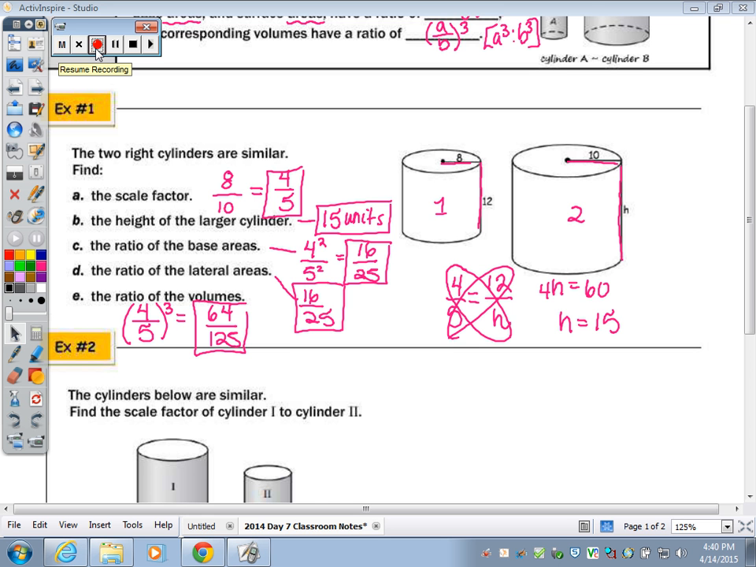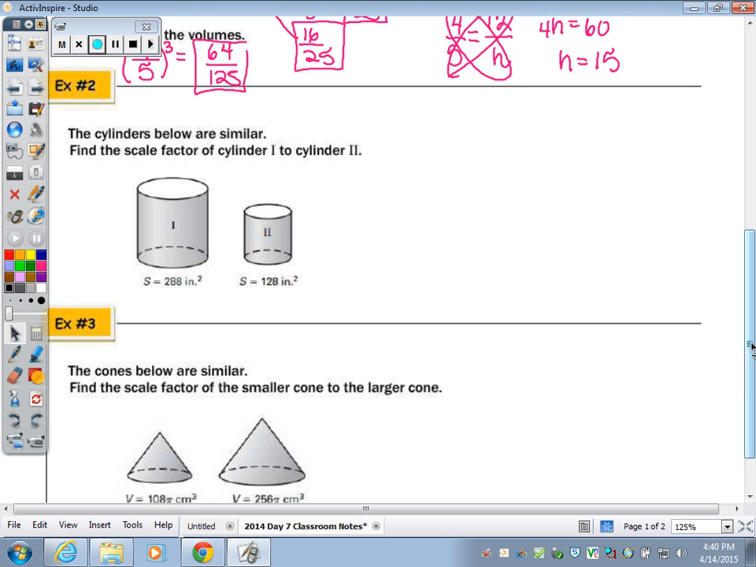Moving down to example number 2, it says the cylinders below are similar. Find the scale factor of cylinder 1 to cylinder 2. Well, given in the question, it tells us that the surface area of cylinder 1 is 288 square inches, and the surface area of cylinder 2 is 120 inches squared. And we know, given that ratio, that when I take my scale factor, and I'm going to use A over B, you could use any two variables, and when I take that ratio and square it, that gives me the ratio of the areas. So 288 over 128.